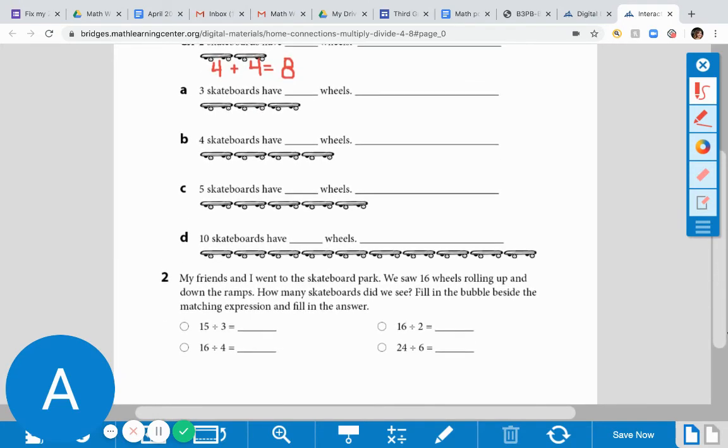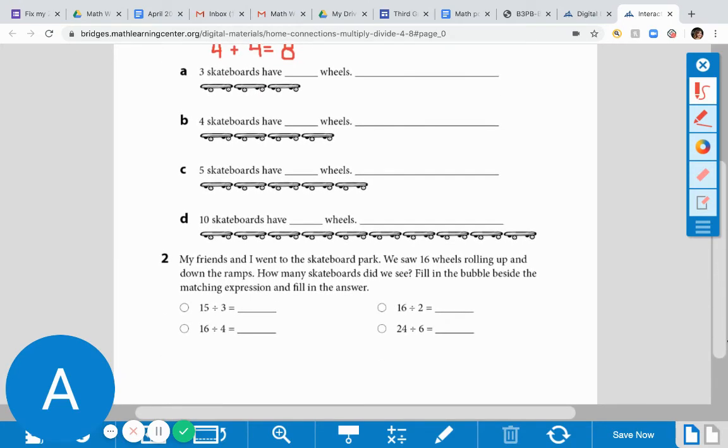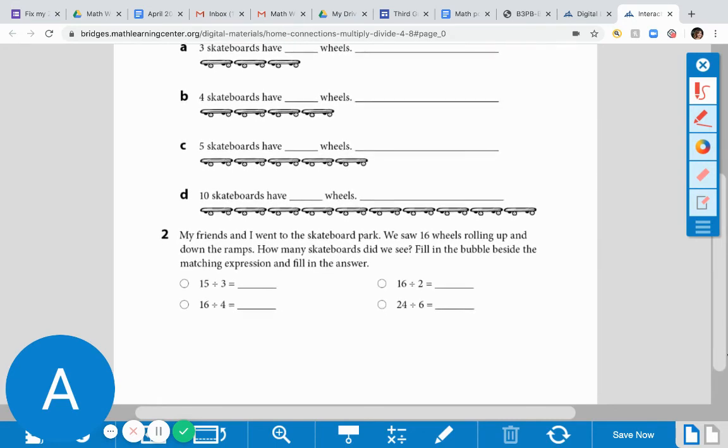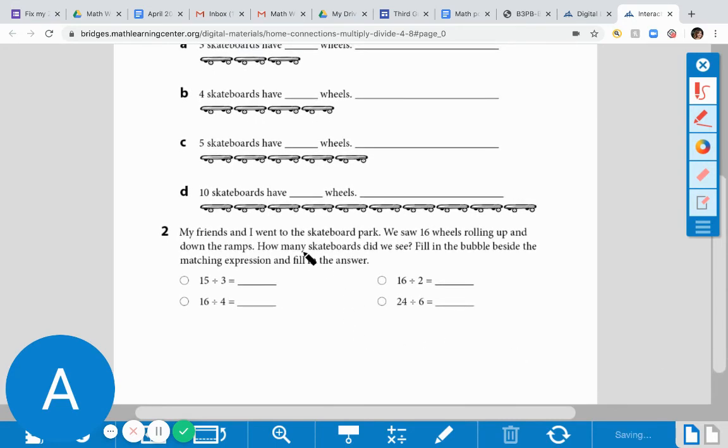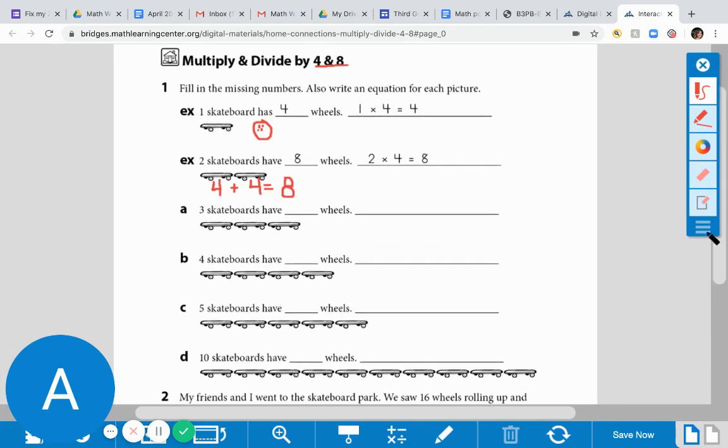Now on the bottom here, you're going to be looking at some division problems, or a problem that involves division. So you're going to read this problem and you're going to pick out which expression is going to work with this story problem. Remember, if you have any questions, please contact your classroom teacher, or I'm happy to help you as well.